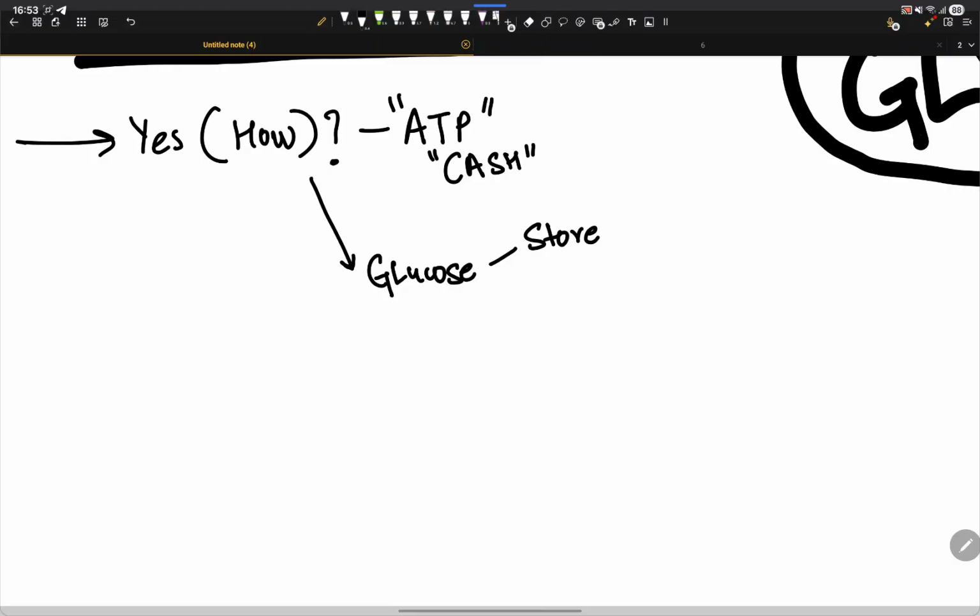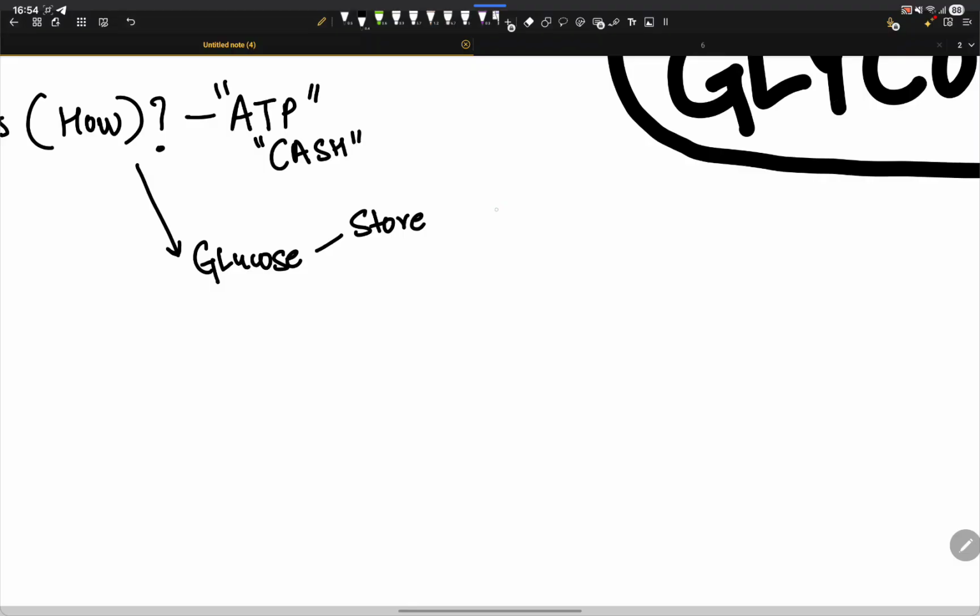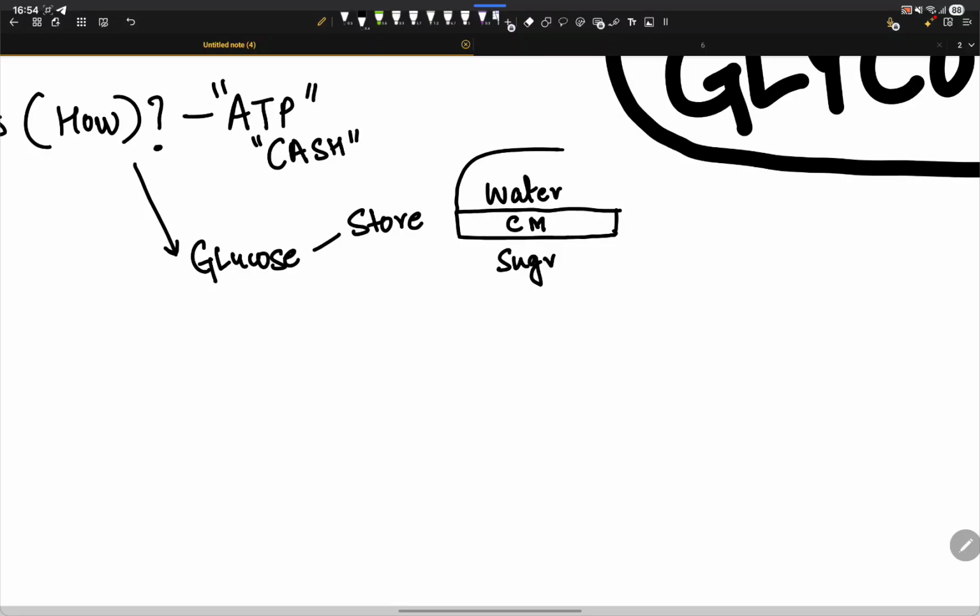Now, imagine two compartments, right? To learn that, we have water right there, and then we have a cell membrane right there. That's a cell membrane. And then we have sugar here, right? Now, we have two compartments. This is compartment number 1. This is compartment number 2, right there.